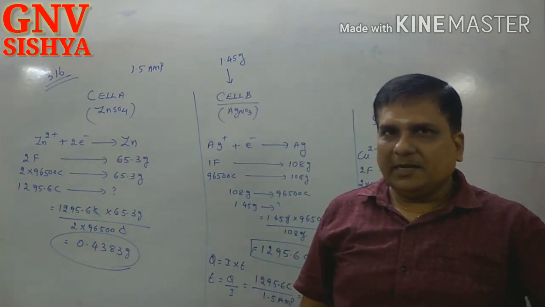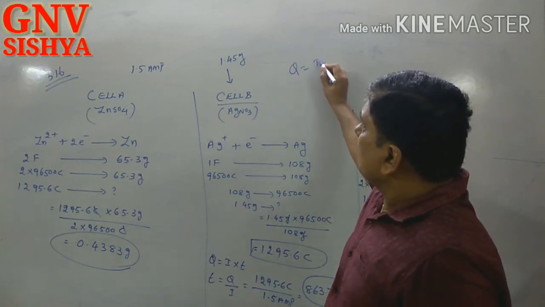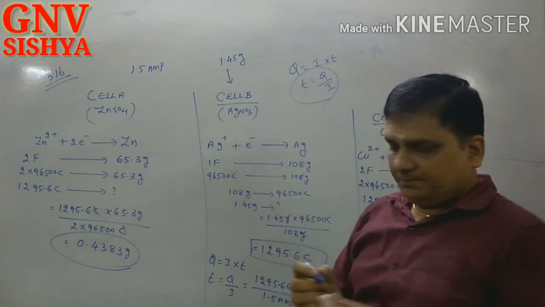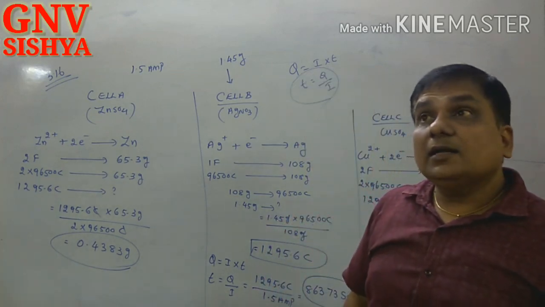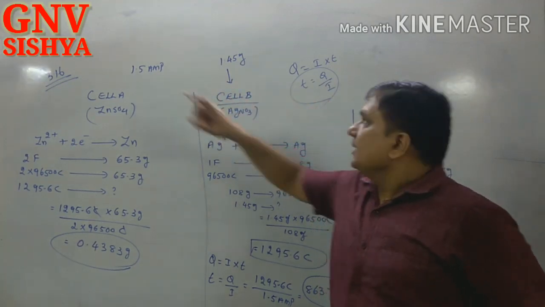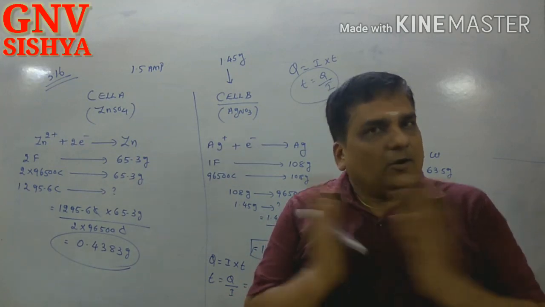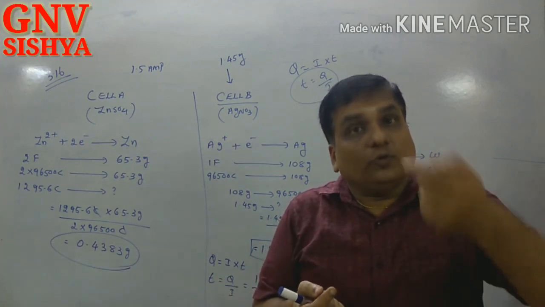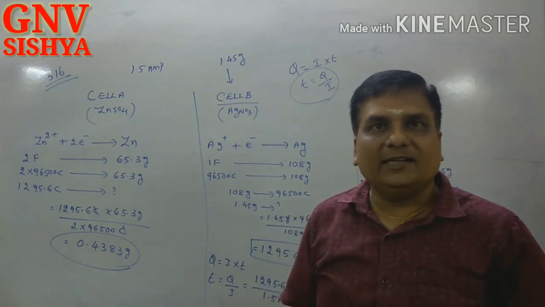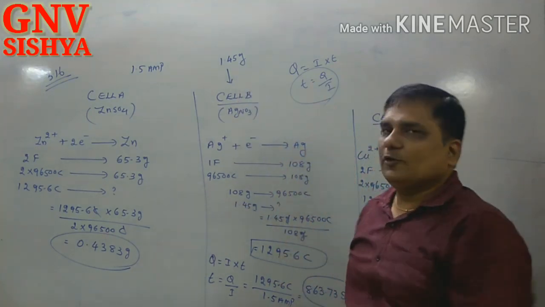Okay. Coming back to the first question, how long did the current flow? Q is equal to I into T. So T is equal to Q by I. This is the formula. How long means time. In order to find out time, you need current in ampere, that is given. But quantity of electricity Q is not given. Then we have to find out quantity of electricity. So indirectly, in order to find out quantity of electricity, you are given mass of silver, correct? 1.45 gram.